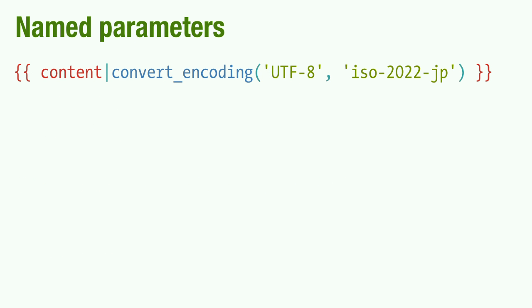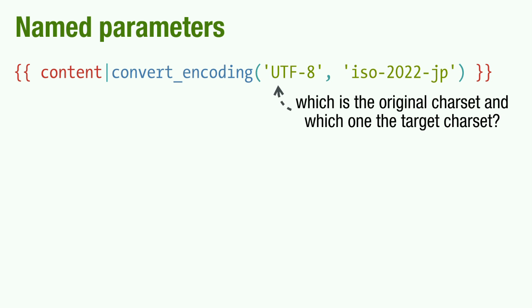Named parameters. This one is very interesting. So in PHP and in Twig by default, you pass arguments like this. So you convert encoding and you have two arguments. Who knows what the first argument actually is? Is it the original charset or the target? Who knows? I don't know. And that's a problem. You don't know which is the original charset and the target. And actually, if you have a look at iconv and mbstring, they have the same function and the order is not the same.